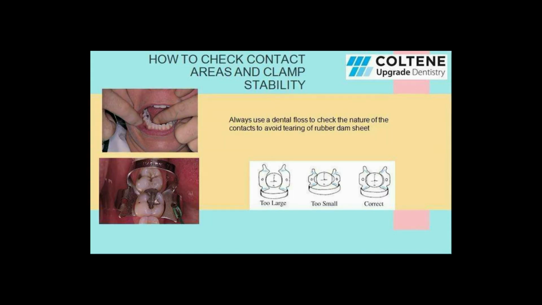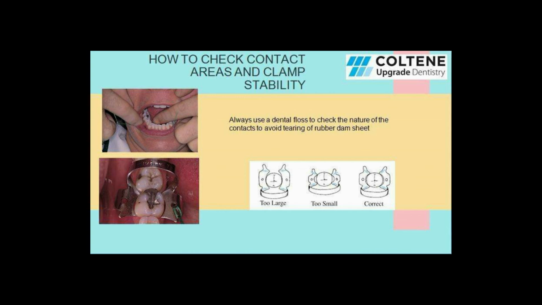Now, how do we check the contact areas and the clamp stability while applying a rubber dam clamp over a tooth? The very first picture shows that we should always use dental floss to check the nature of the contacts to avoid tearing of the rubber dam sheet. Sometimes the contact areas of the teeth are quite tight and it becomes difficult to pass the rubber dam sheet through them. If we determine beforehand how tight the contact areas are, then we can easily use any of the separation methods to separate the teeth so that we can pass the rubber dam sheet through the contact areas without tearing it.